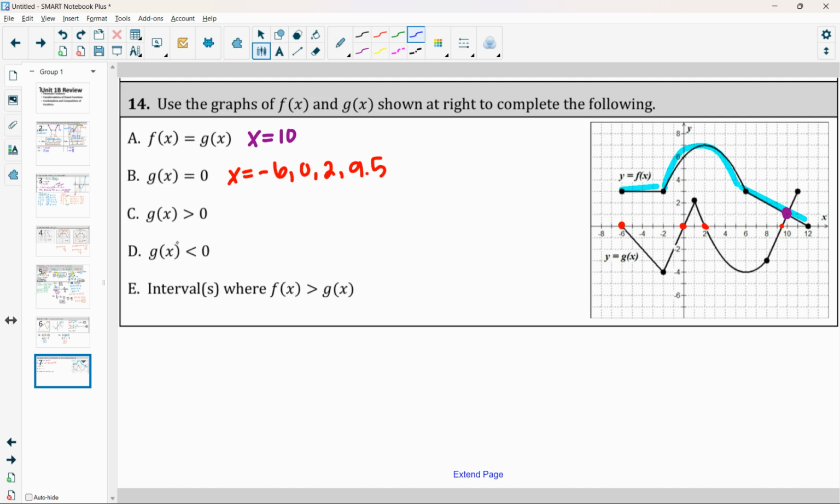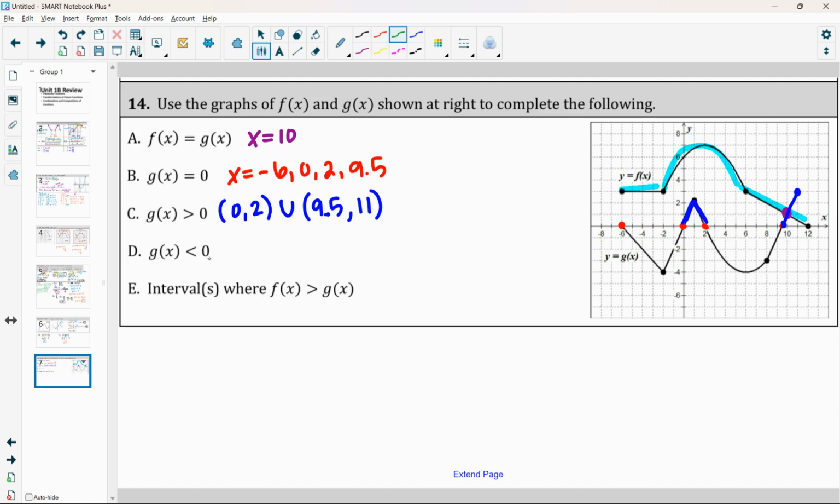Then it wants us to name all of the places where the g function is greater than 0. Remember, this is your 0 line. So where is your g function above that? Now these ones are going to be intervals, because it's going to be from here to here. From x equals 0 until 2, the function is above the x-axis. And then again, from x equals 9.5 until 11, it's above the x-axis.